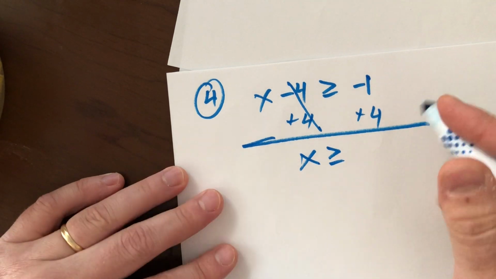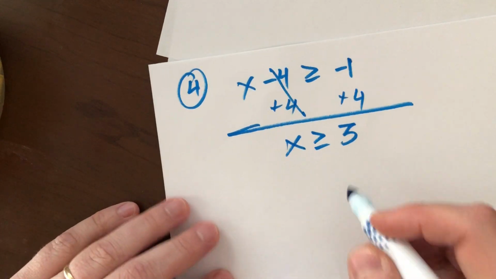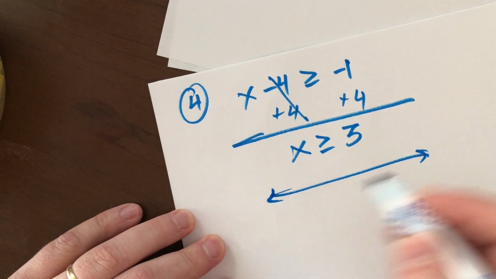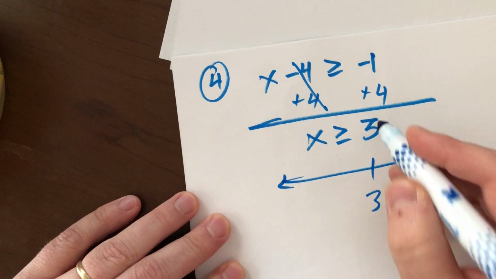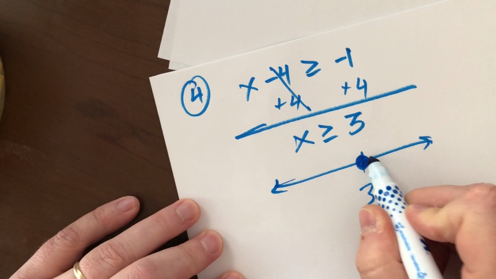You can use your calculator if you're not sure, but that's 3. And so when I go to graph this, I know that we're going to be at 3. We're going to have a filled in dot because of the line underneath, and we're going to the right.